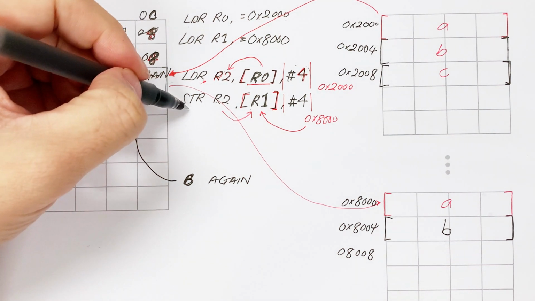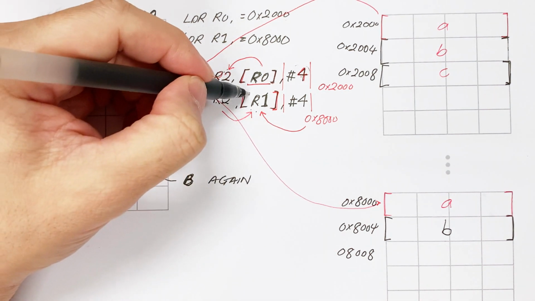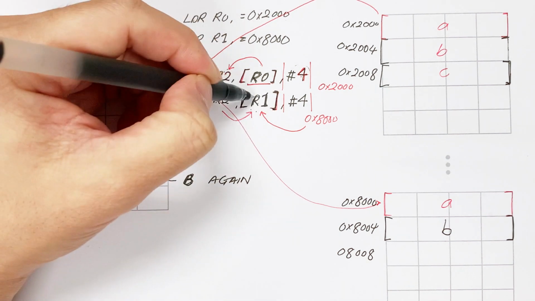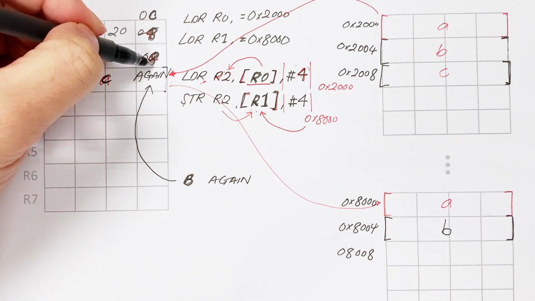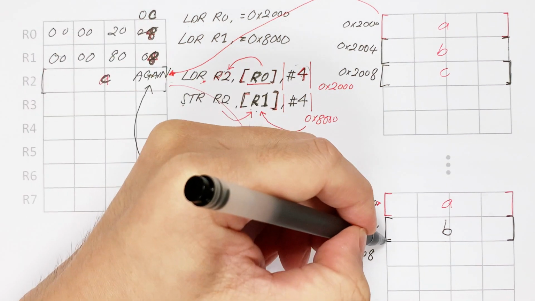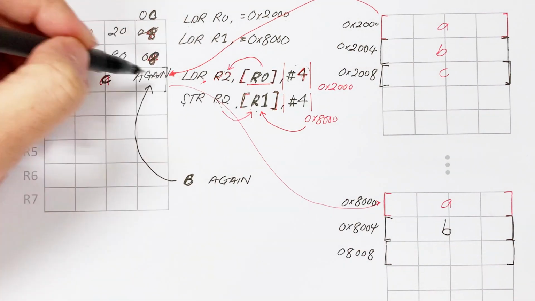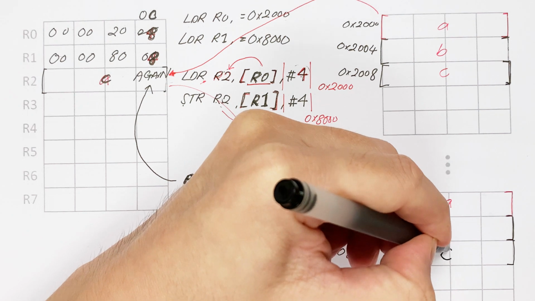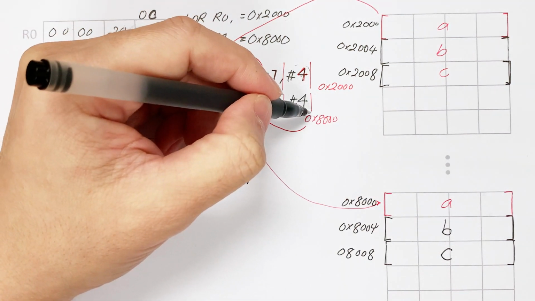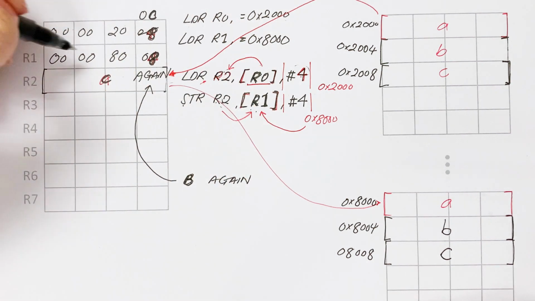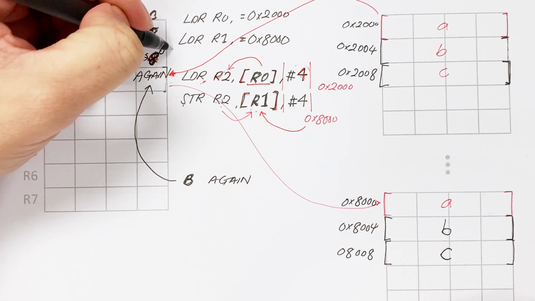Then when we store register 2 back to the memory, the address is given by register 1. The current value of register 1 is 8008. So this is where we are going to transfer the value from register 2 back to 8008. Then after that we have to finish the post-index operation. So 8008 plus 4 and it will become 800C.